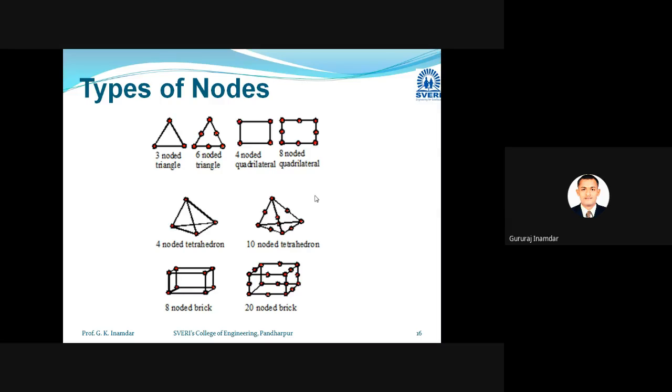Now this is the task of analysis. Four noded quadrilateral, eight noded quadrilateral. This is the entire element. Now by considering the 3D model, four noded tetrahedron, 10 noded tetrahedron, eight noded brick, 20 noded brick. These types of nodes we can carry for the analysis purpose. For the meshing also, according to your requirement, you can mesh in terms of triangle, in terms of rectangle, in terms of whatever you require, according to your requirement of accuracy. We can use this type of node.